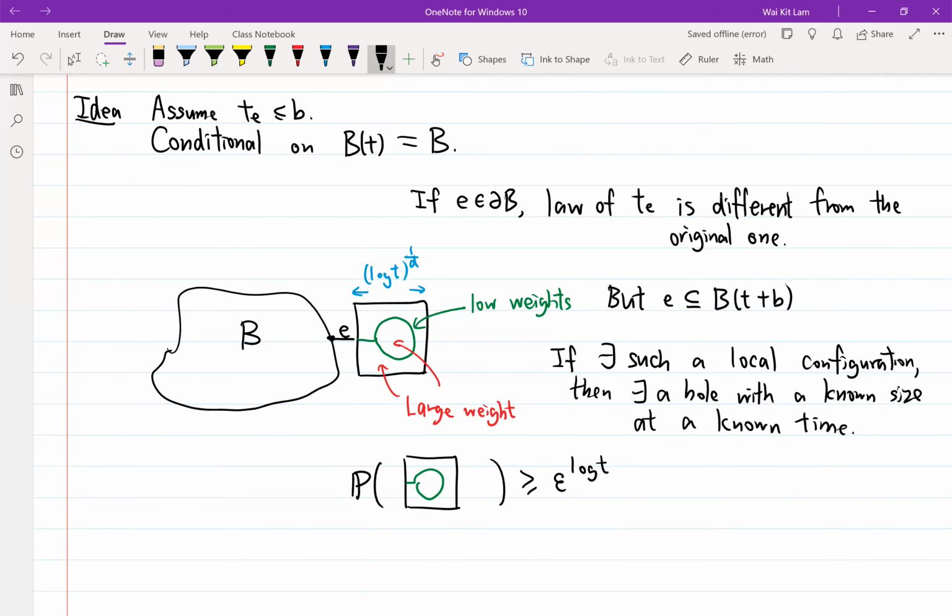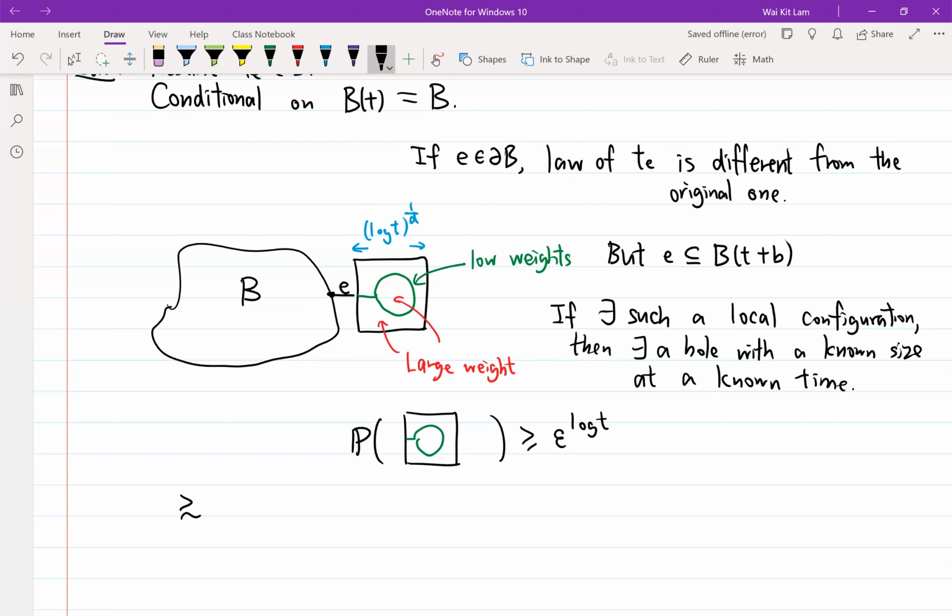And for this, the boundary of this B has order t to the d minus 1 many edges. So essentially, in some sense, there are like t to the d minus 1 many independent trials for you to create this local configuration. And so this is how we can show that when t is large, there is always a hole with an appropriate size.